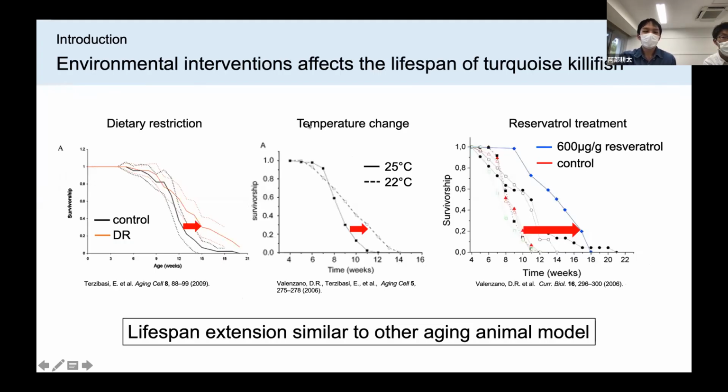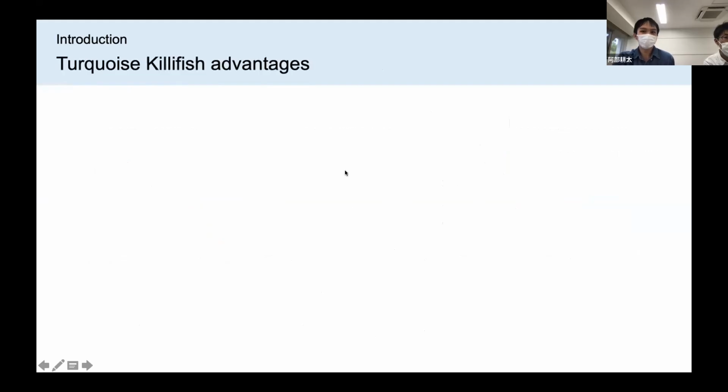So besides phenotype, environmental interventions, such as mentioned here, dietary restriction, temperature change, and drug treatment like resveratrol, also affect the lifespan of killifish. So this is similar to the findings that are found in non-vertebrate models as well as in humans. So up until this point, I've already mentioned a lot of advantages of using the killifish. So in the next slide, I will mention more advantages of the killifish.